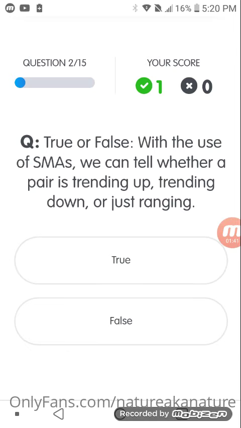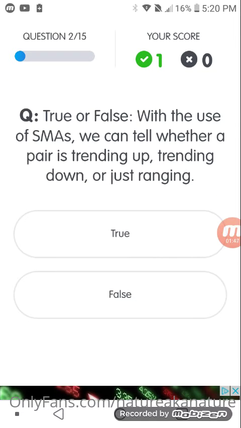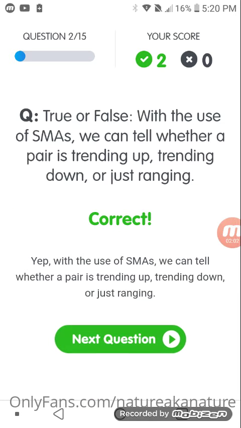True or false? With the use of an SMA, a simple moving average, we can tell whether a pair is trending up, trending down, or just ranging. It's true. With just the use of the SMA, the simple moving average, or any of the moving averages, we can tell whether a pair is trending up, trending down, or ranging, meaning consolidating.